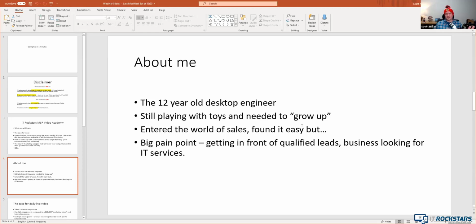As I mentioned, I was the 12-year-old desktop engineer. I went into an IT manager role. I was managing 600 user endpoints, 40 sites, all by myself. That was great fun. I had it managed over remote desktop services. Previously it was Citrix. Then I worked for an MSP in a technical role, senior systems engineer. And then I started the sales side of things, and then I eventually started my own MSP.